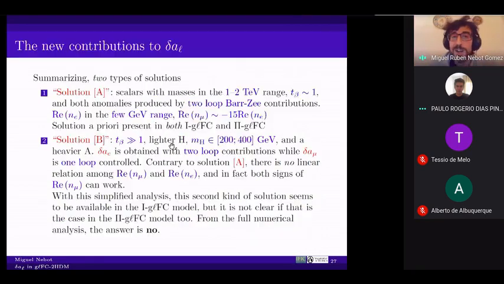So this is a naive first guess of what might be at work here if I want the solutions. So I will differentiate two cases. One with large masses, order 1 tan beta, in which the two loop diagrams give you both anomalies. And this is in principle available in both models. And there is a second kind of solution in which you are going to a different regime in tan beta and in the masses. And in that case, you are doing the electron anomaly with two loop contributions and the muon anomaly just with one loop contributions, which is a very peculiar mix that you are doing here.